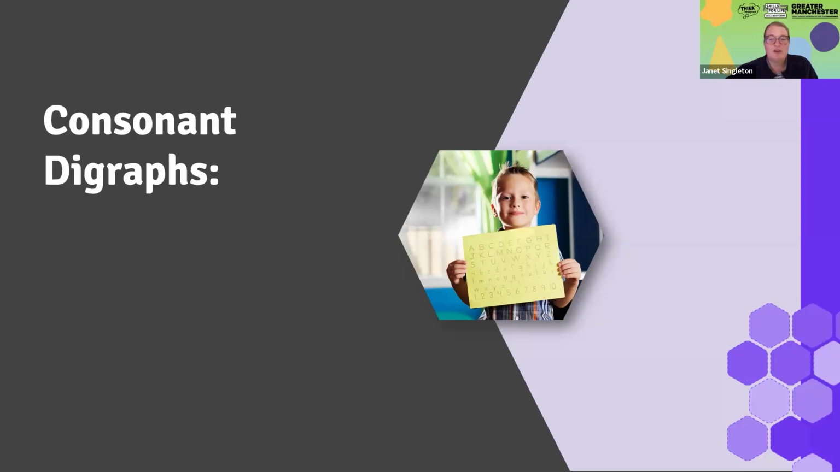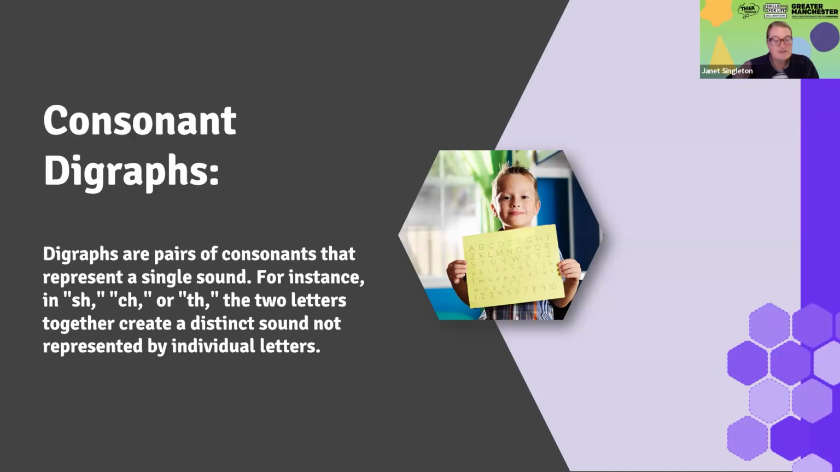So just a little bit more on synthetic phonics. Consonant digraphs. Digraphs are pairs of consonants that represent a single sound. For instance, sh as in ship, ch as in chip, and th as in this. I'm really not good at that one. I have a gap between my teeth, so I really struggle. The two letters together create a really distinct sound that's not represented by individual letters. So that's your consonant digraphs.